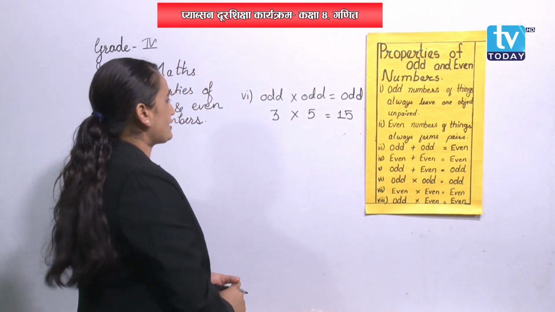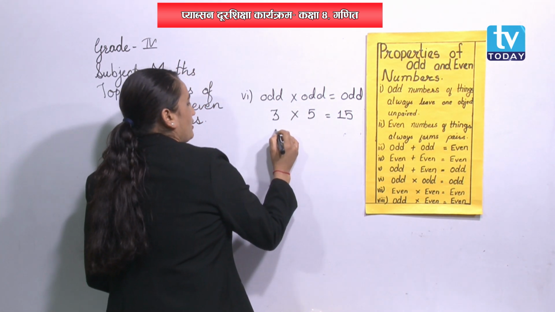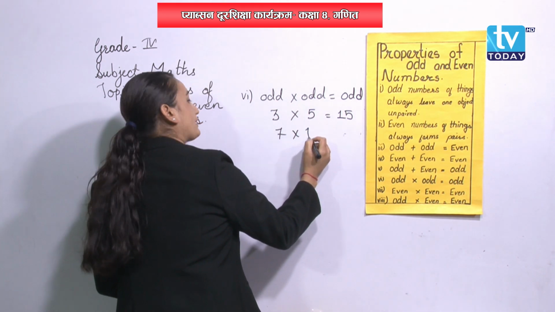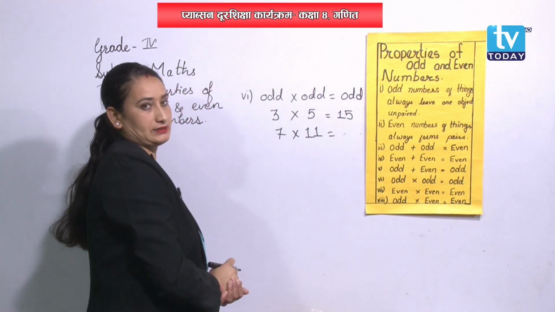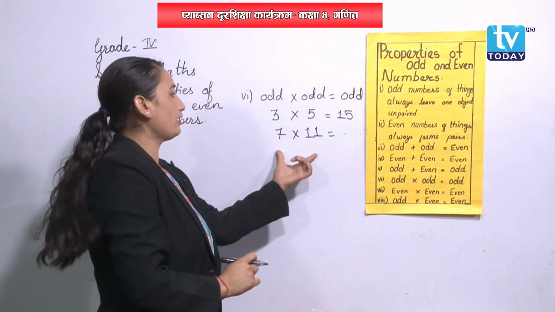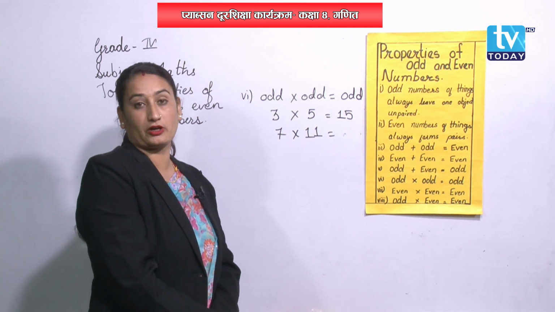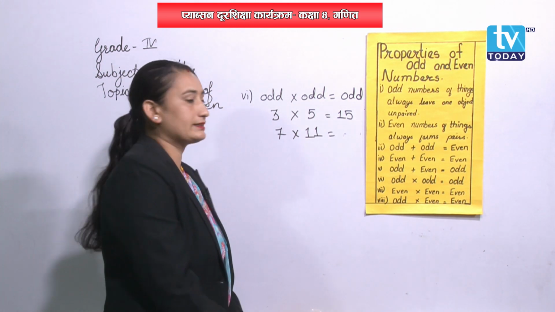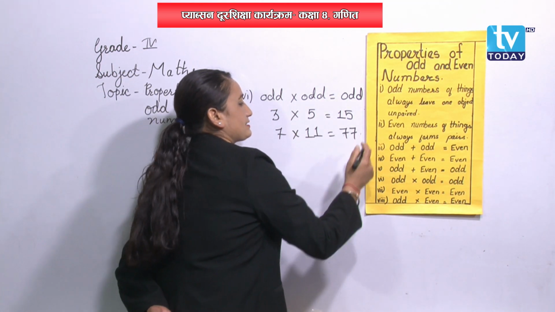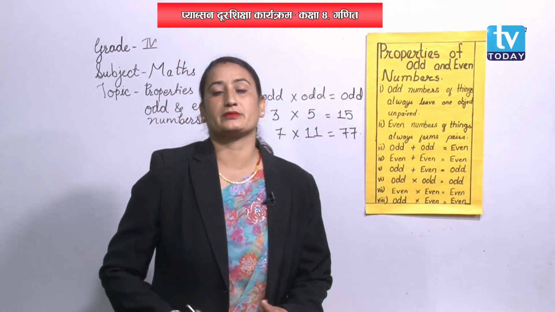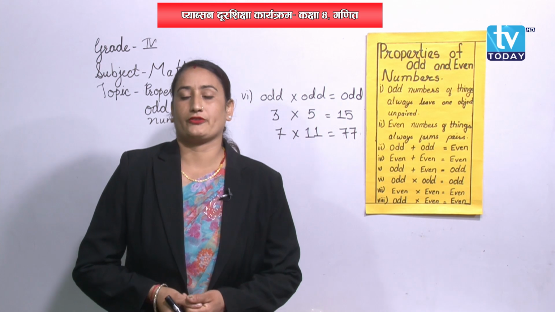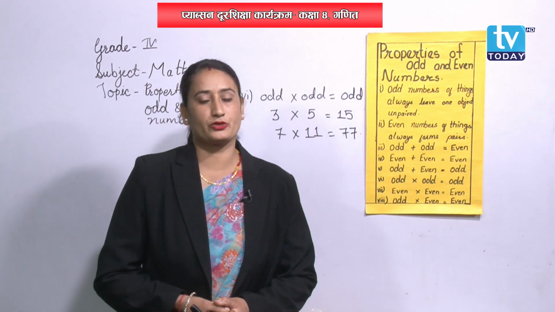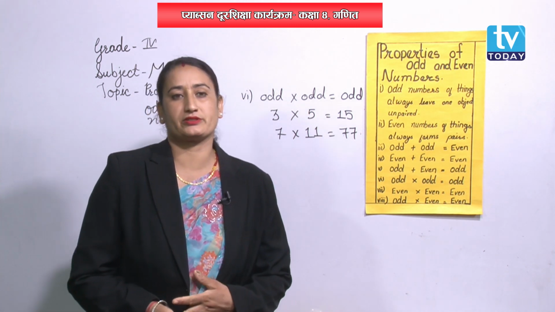Let's start to check it. The next question is, 7 multiplied by how much? Okay, 11. Then what will be the answer? Both are odd numbers, right? 7 and 11, both of them are odd numbers. If we multiply them with each other, we will get the answer 77. Is this 77 an even or odd number? Tell me, students. Obviously, this 77 is an odd number. Okay, so you can check it out with the next examples also.